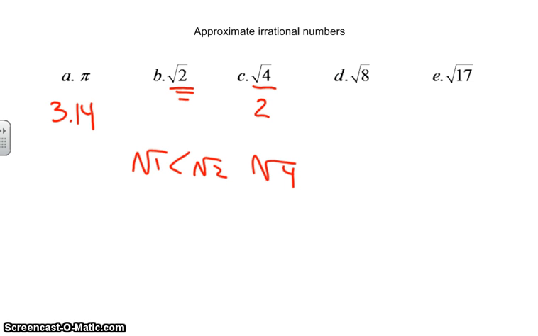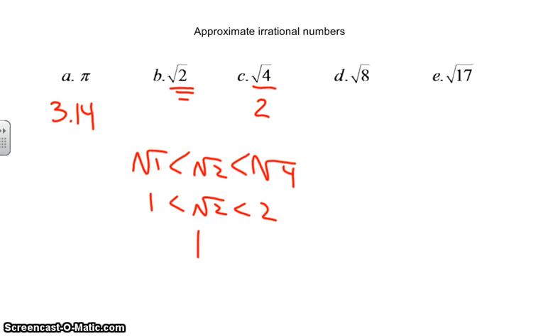So the square root of 1 is less than the square root of 2, and the square root of 2 is less than the square root of 4. Well, the square root of 1 is 1. So we can say 1 is less than the square root of 2, which is less than 2, because the square root of 4 is 2. So I know that the square root of 2 falls somewhere between 1 and 2. So my first digit in solving is 1.